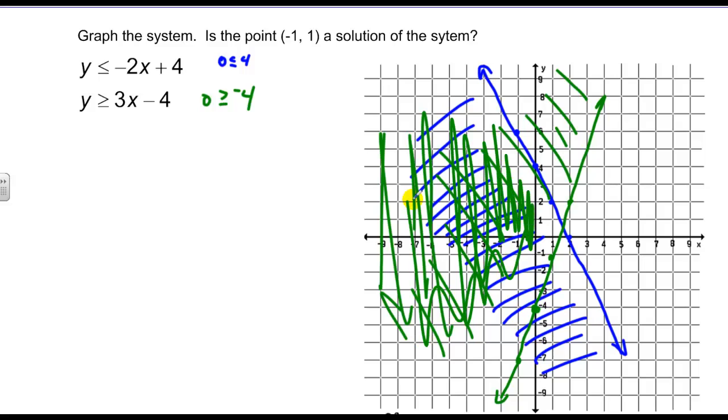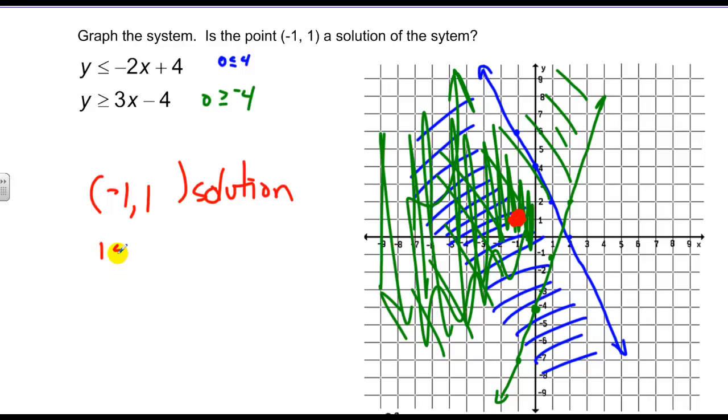for my system. And it asks, is negative 1, 1 a solution of the system? Well, where is negative 1, 1? Negative 1 and 1 is right around here, this red dot, and that's in my double shaded region. So negative 1, 1 is a solution. And if you didn't know that otherwise by looking at the graph, you could actually plug that point in and see if it solves both. Let's just do that for the heck of it.